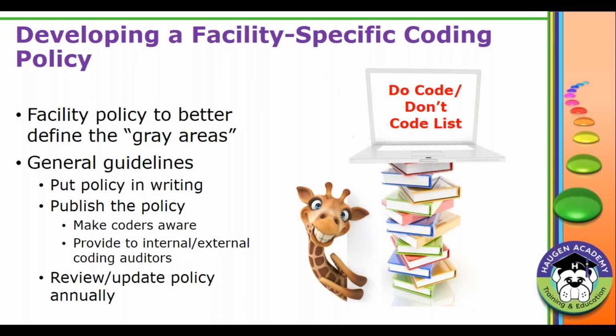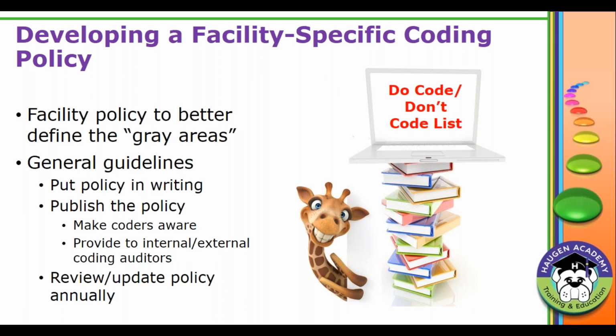The amount of time that we spend going back and forth trying to decide whether or not to code something could be alleviated by a simple policy that says, you know what, we don't code these types of procedures. So we do recommend developing a facility policy to define those gray areas. We recommend that you put your policy in writing, because as good and as awesome as coders are, we just can't remember everything. And make sure that that policy is published for all of the coders.